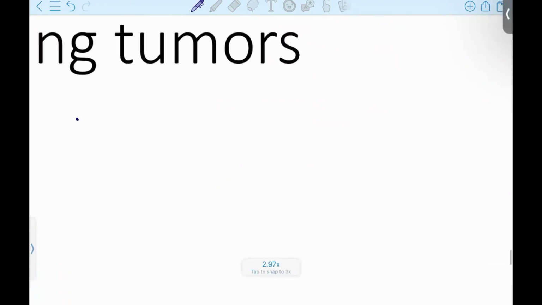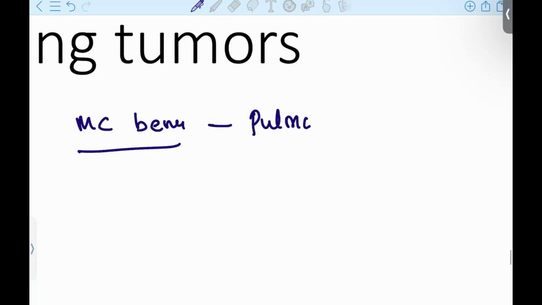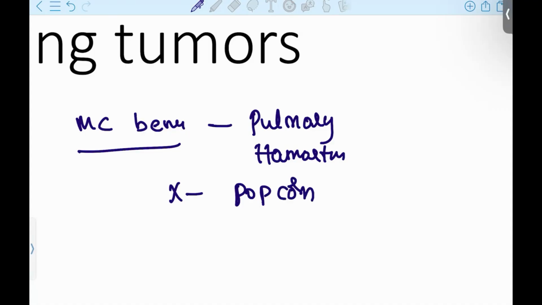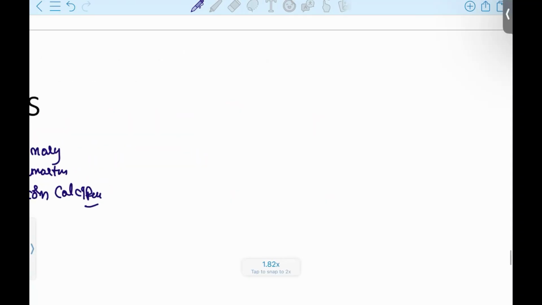Next one is the lung tumors. The most common benign one is the pulmonary hamartoma. What is the X-ray feature? You will see popcorn calcification. Next, coming to the malignant, the most common will be metastasis. Next most common is squamous cell carcinoma, the second most common is adenocarcinoma, and the third one is small cell carcinoma.